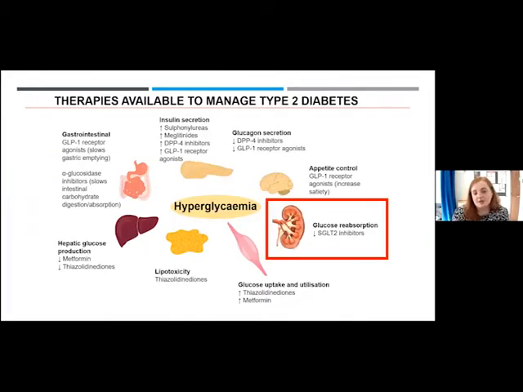So this is actually one of the slides from the CODES team, and they used it as part of our training. So I thought it was useful to just pop it in here, more to demonstrate the different ways of managing blood glucose for diabetes.